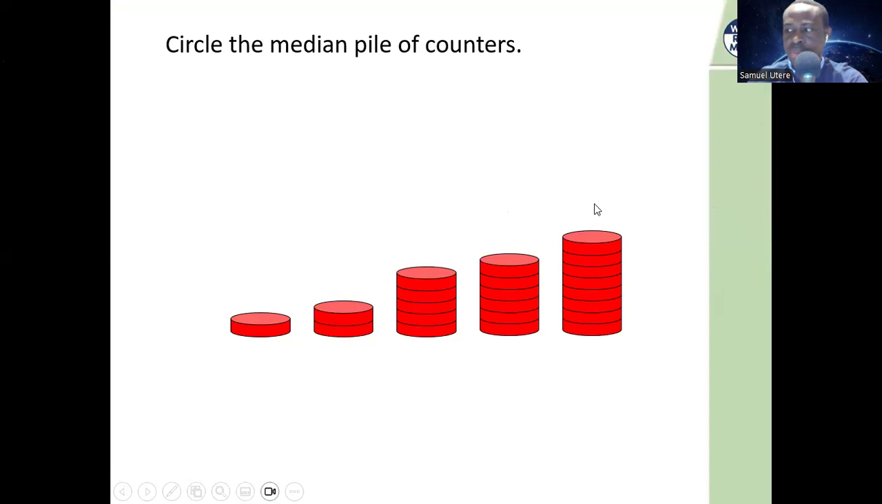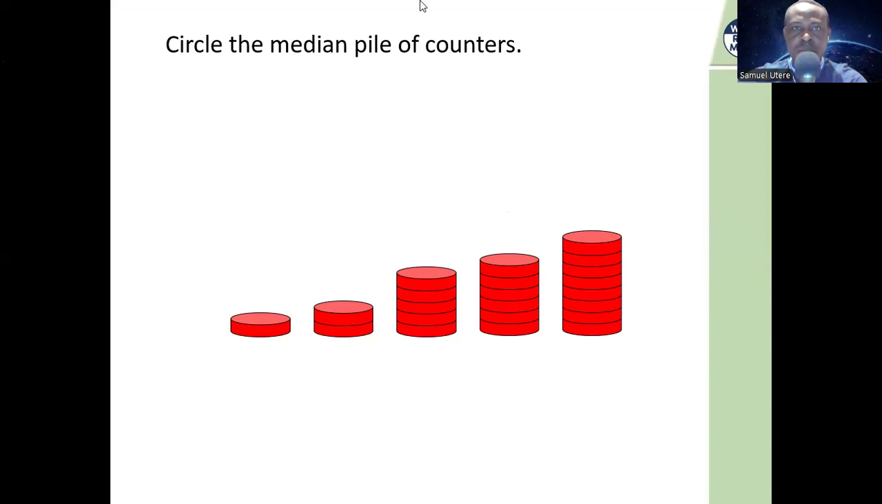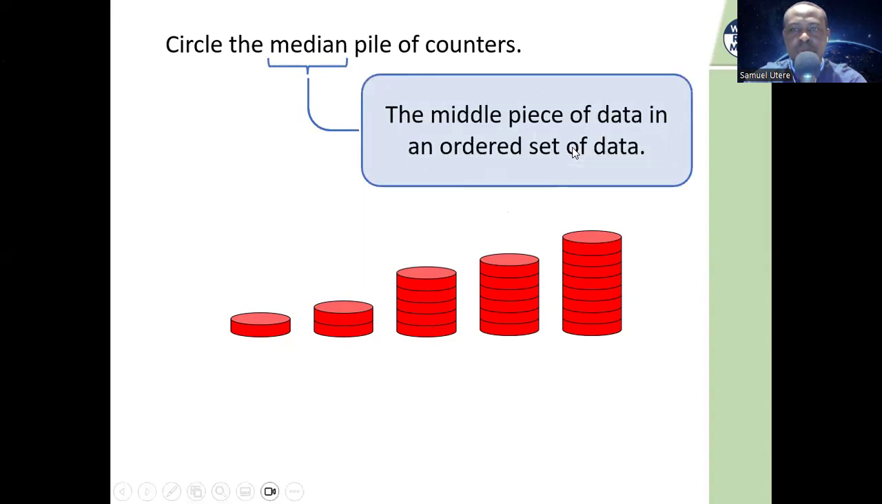Let's do some new learning. Something you need to know that is really important is this. We need to know what this word median actually means before we even start to answer the question. Median means the middle value of a piece of data. So the middle piece of data in an ordered set of data, or just the middle, but you have to order the data before you can find what is in the middle.